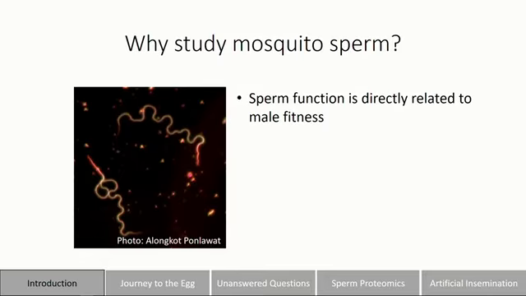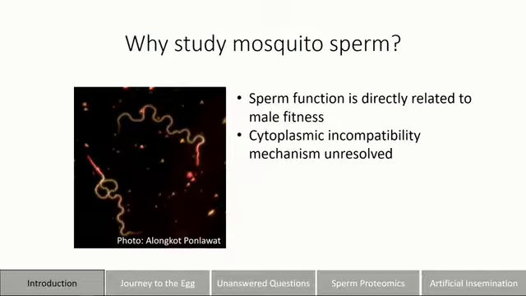And so this is going to be an important consideration for control strategies that use mass releases of males, such as sterile insect technique. There are aspects of mosquito sperm biology that we don't really understand very well, but are going to be important. To give you an example of this, cytoplasmic incompatibility in Wolbachia-infected Aedes aegypti, we don't have those mechanisms resolved yet, but it's likely that sperm are mediating the incompatibility between the Wolbachia-infected male's sperm and the uninfected female's egg.